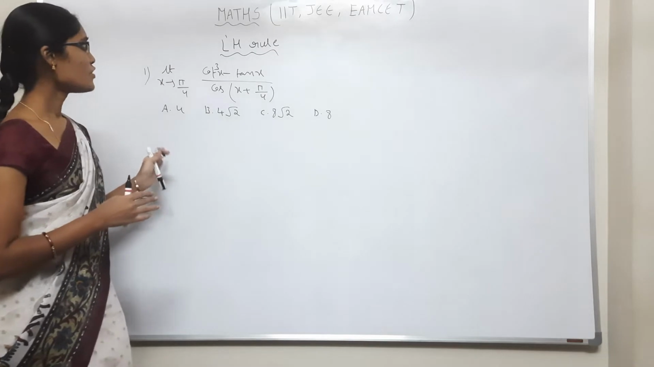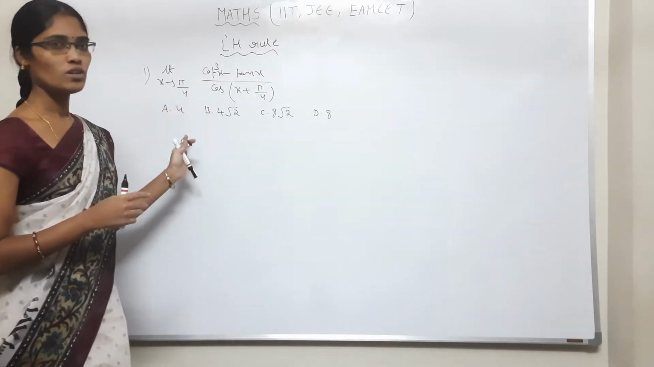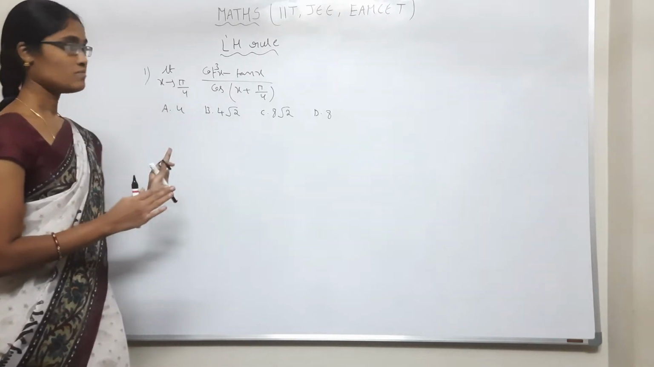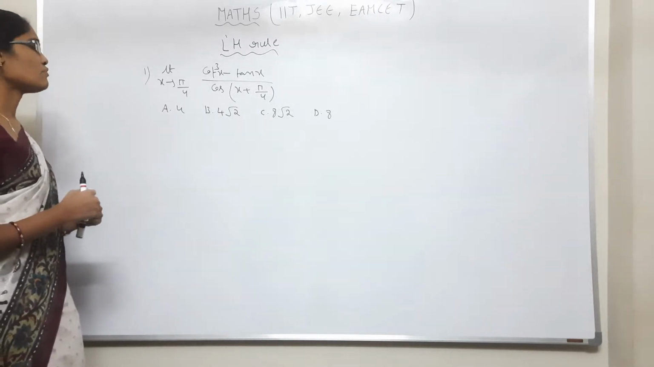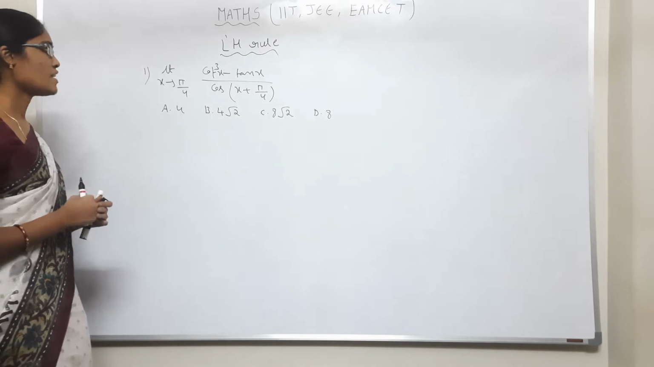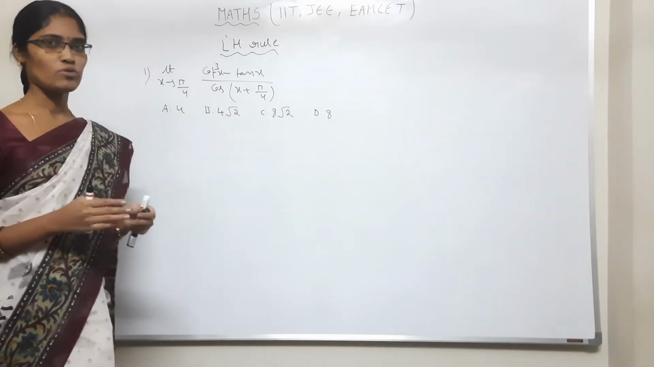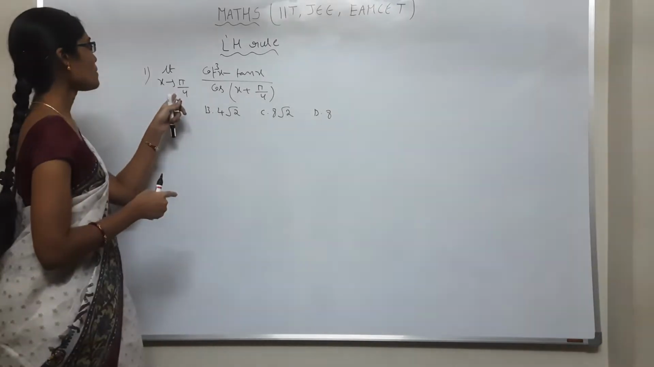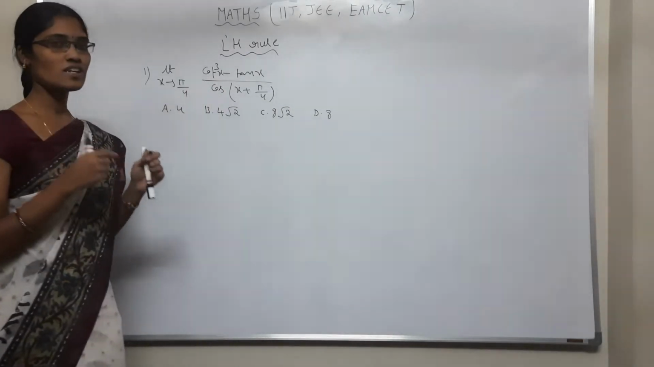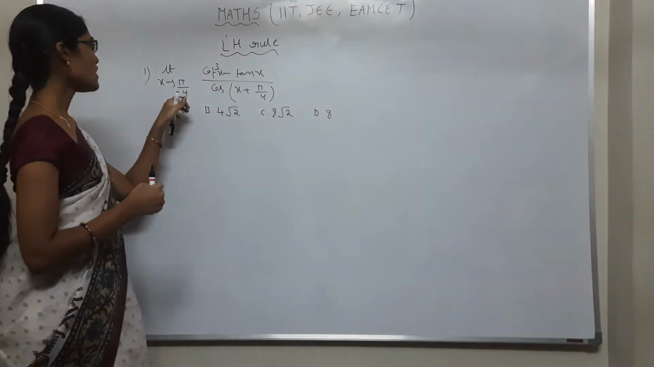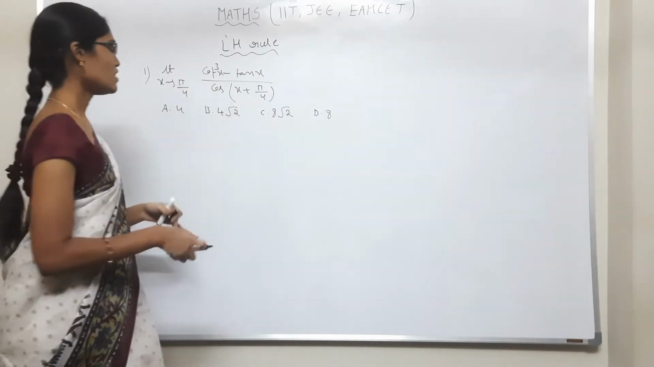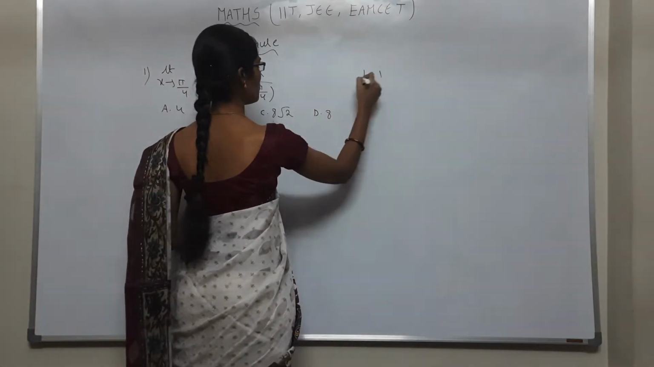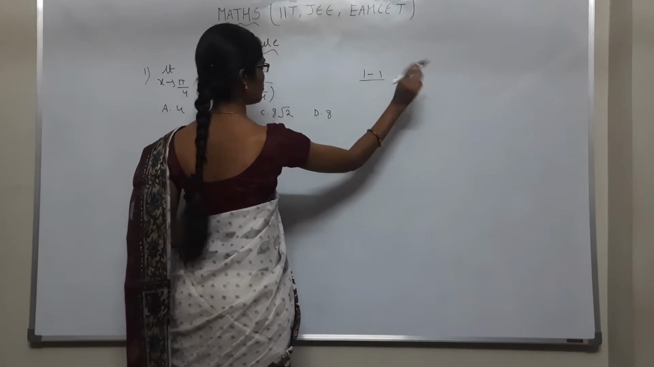Next, see the continuation of using L'Hospital rule. Okay, see the first question. So what is the given question here? Limit x tends to pi by 4 of (cot cube x minus tan x) by cos of (x plus pi by 4). First, you have to substitute pi by 4 in the x place. So what you will get? Cot pi by 4. Cot pi by 4 value is 1. So 1 minus 1 is 0. So 0 by anything is 0.